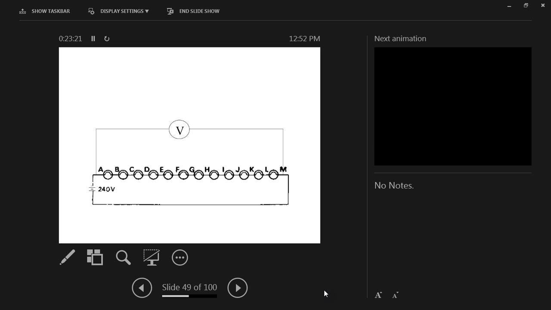Now, if I have 2 of the filaments broken, there's no way for this to happen across any light bulb. It means if I put it across A, B, B, C, C, D, D, E, E, F, and so on and so forth, none of them have that situation. That's why none of them will give me 240 volts, except the case where I put one at A and one at M. So that covers all the different possibilities.